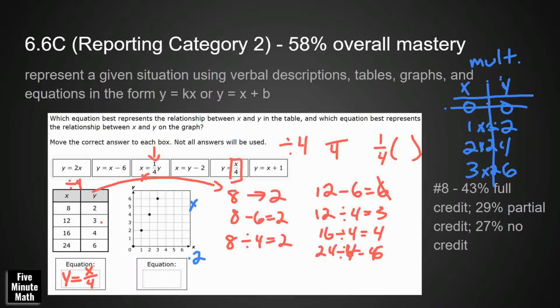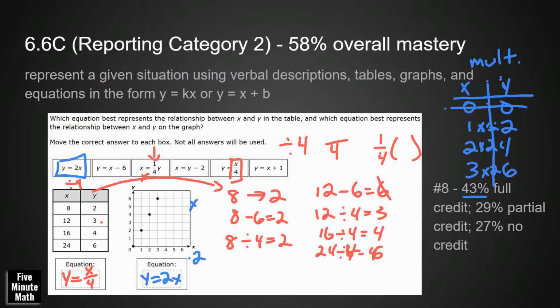So how could I do times 2? And we're going to see it right here. y equals 2x, right? And we just put the number in front of the letter. Lack of operation there shows that we are going to multiply. All right, so those are our two answers.